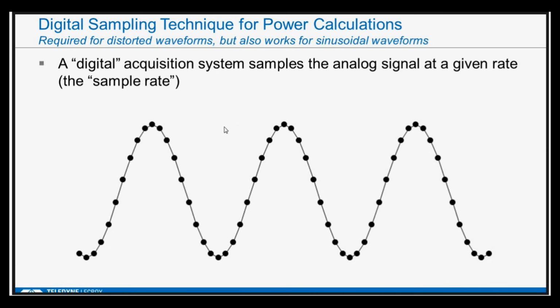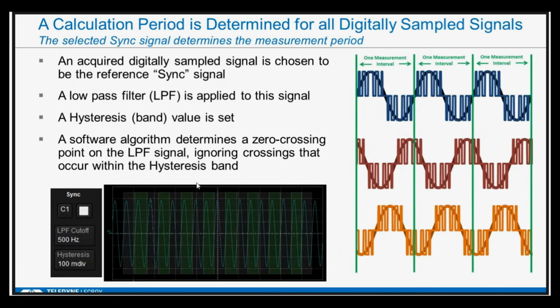Once we do that, we have to find something else out. Once we know all those sample points, we also have to group those sample points into measurement intervals. We need to know which period is period 1, which period is period 2, which period is period 3, so we can make calculations over just that period. I can't make a power calculation over 1.5 periods. It'll be incorrect. I have to restrict it to a period.